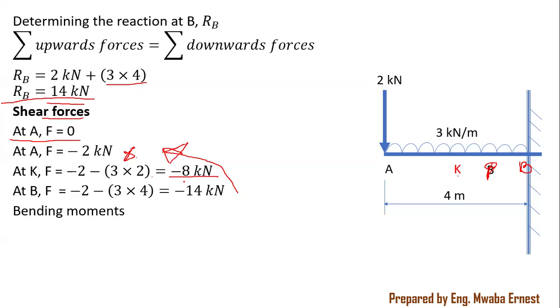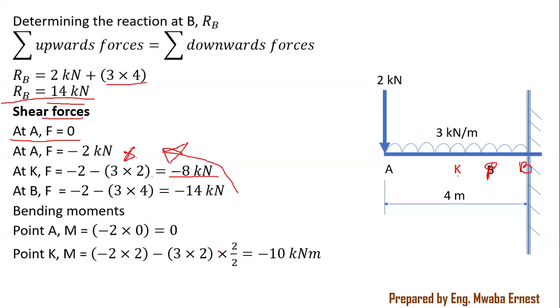So bending moments, I'll start with point A. At point A, I have -2 times how much distance am I leaving on the left? There's nothing. So -2 times 0 gives me the same 0 there. Let's come to the midpoint. This is now point K.